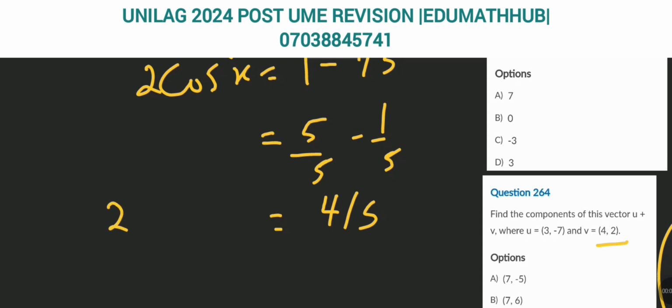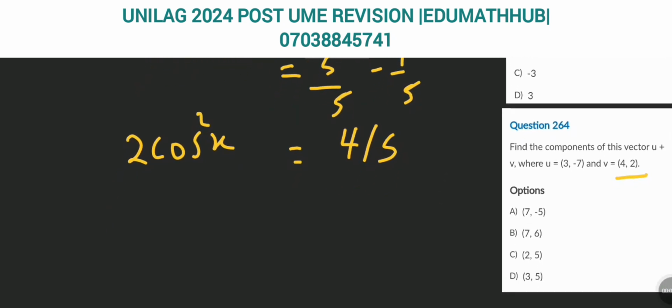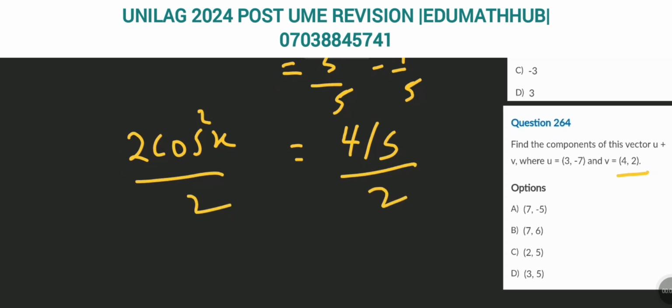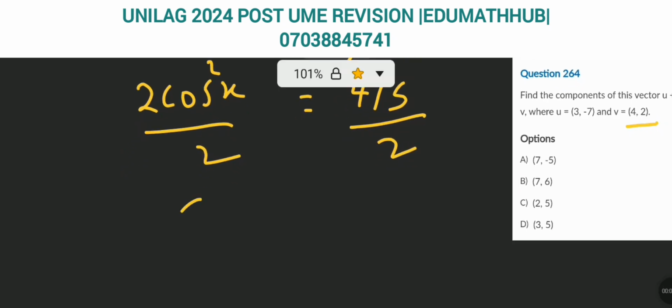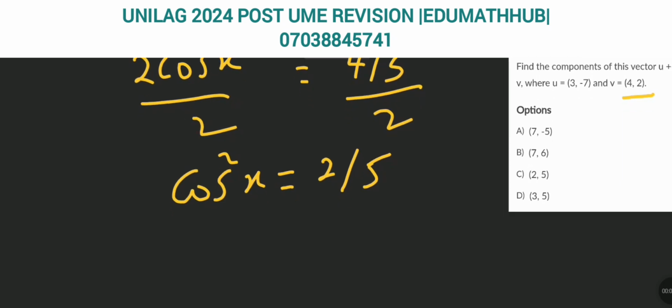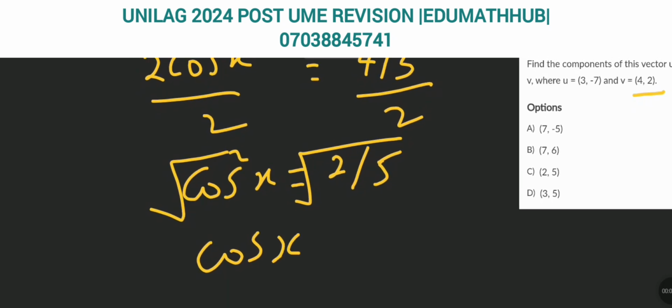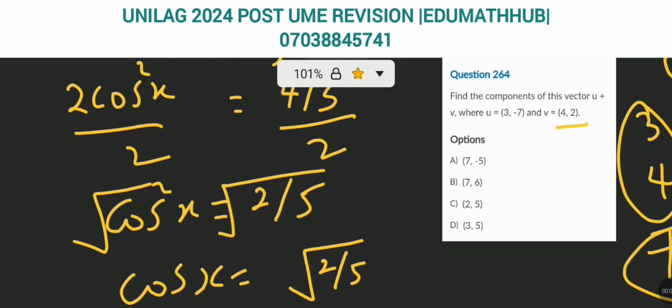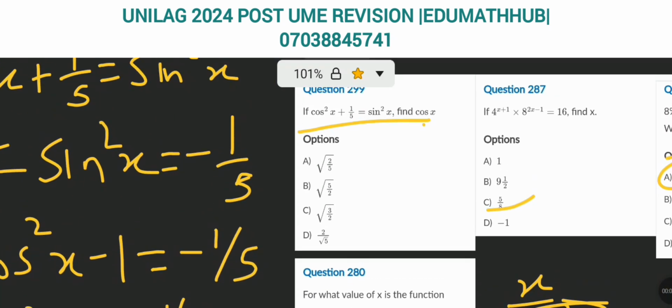But don't forget that the left hand side is still 2 cos square x. So you have to divide both sides by 2. Dividing both sides by 2 is the same thing as multiplying the right hand side by half. So you're going to get cos square x equals 2 over 5. Okay, then from here you can find the value of cos x by taking the square roots of both sides. So that will give you cos x on the left hand side equals the square root of 2 over 5. Then all you have to do is move to the option and look for the square root of 2 over 5 there. So you can see the option there, that it is option A.